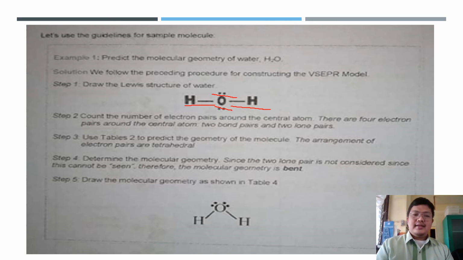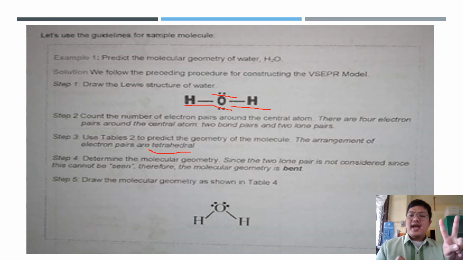So number 3 naman, use table 2 to predict the geometry of the molecules. The arrangement of electron pairs are tetrahedral. Now using the table 2, yung previous slide, tetrahedral yung arrangement niya. Based on that, you will use only the lone pairs and bond pairs. Meron 2 bond pairs and then 2 lone pairs. Tingnan nyo doon sa table kung saan siya tumutugma ngayon sa arrangement na tetrahedral.